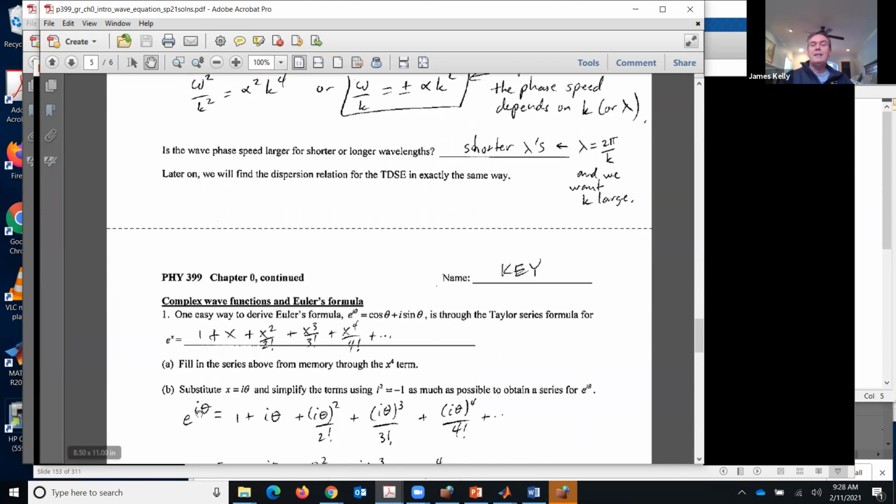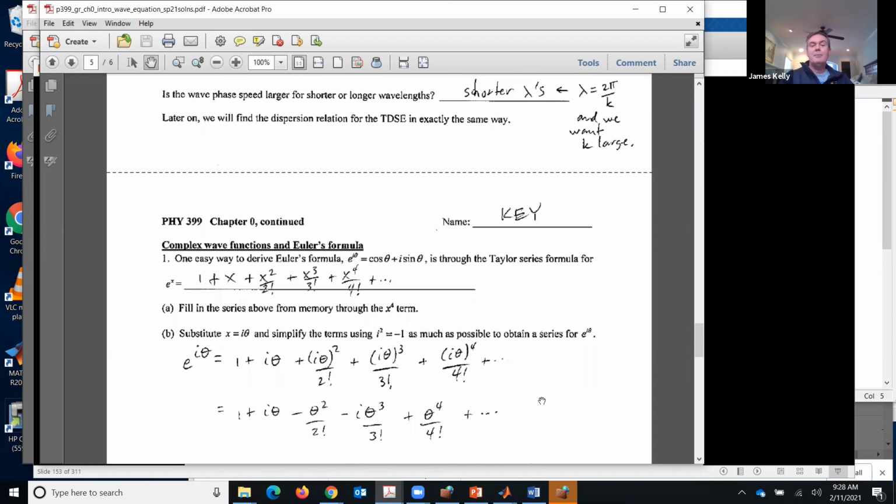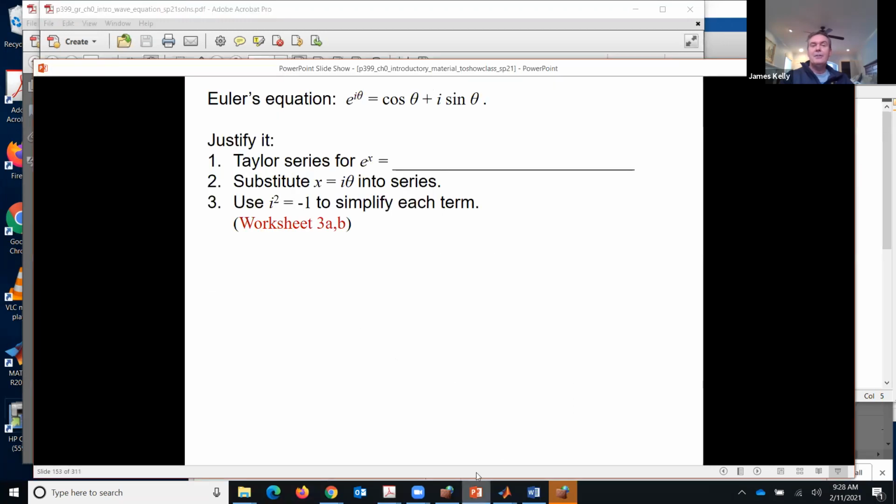So when I substitute that in there, I get 1 plus i theta plus i theta squared over 2 factorial plus i theta cubed over 3 factorial. And of course, I'm going to write this i squared theta squared as minus theta squared over 2 factorial. And this i cubed I can write as i times i times i, and i squared is -1. So this would be minus i times theta cubed over 3 factorial, and so on. So when I simplify that, here's my Taylor series for e to the i theta. And now, let me just go back to the slides. That's parts A and B, I think, of the worksheet.